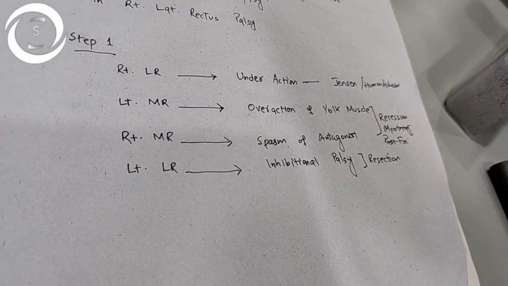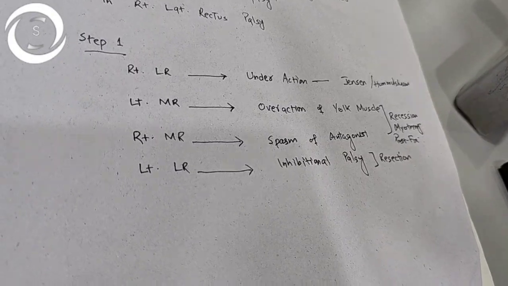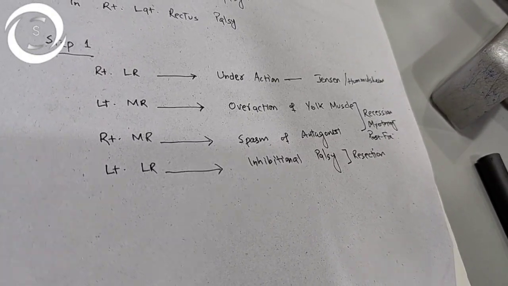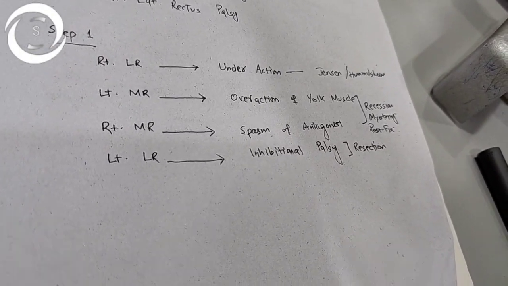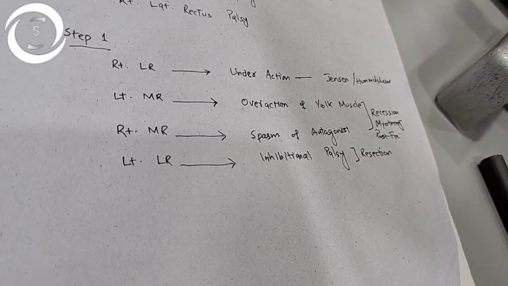In step 1, underaction is treated with Jensen or Hummelsheim, overaction of the yoke muscle with recession, spasm of the antagonist with recession, and inhibitional palsy with resection.